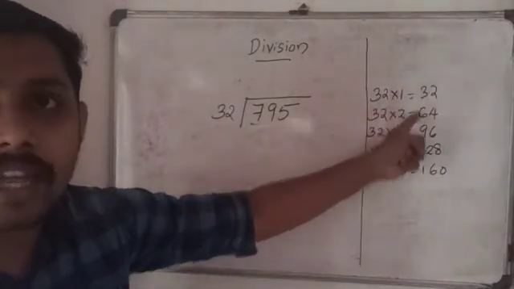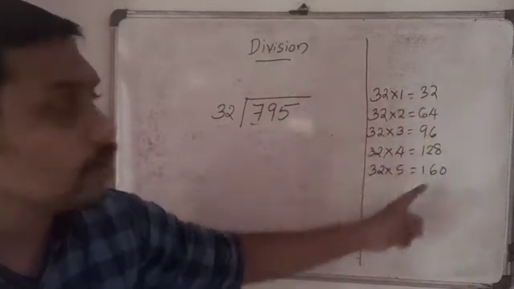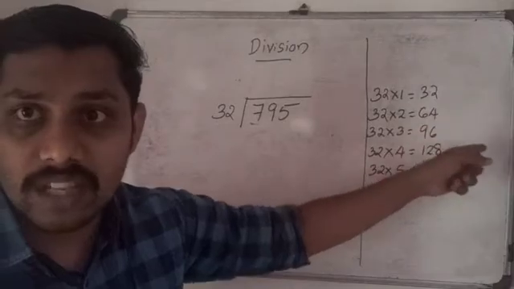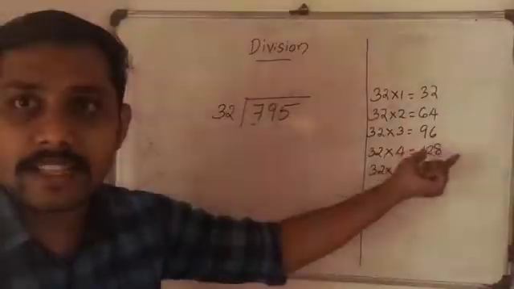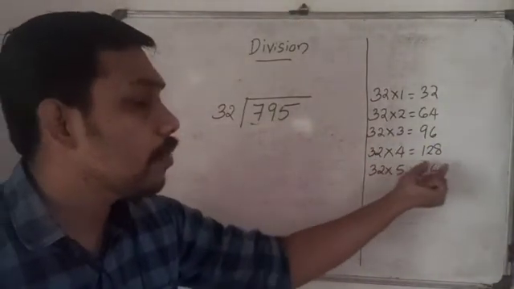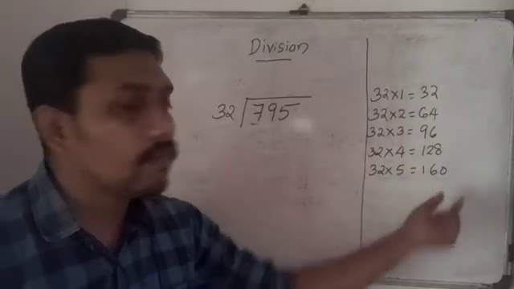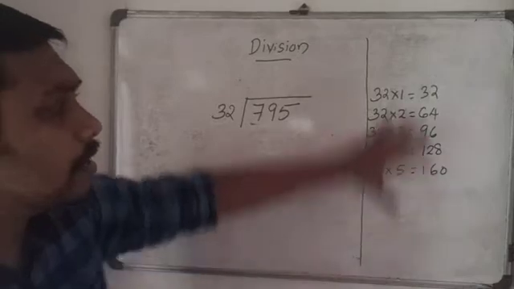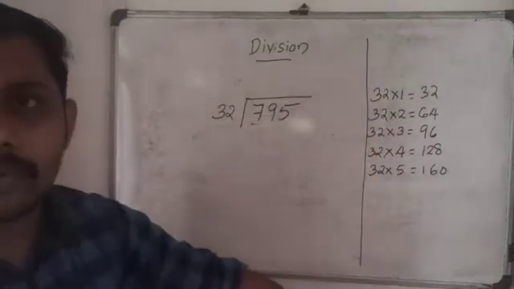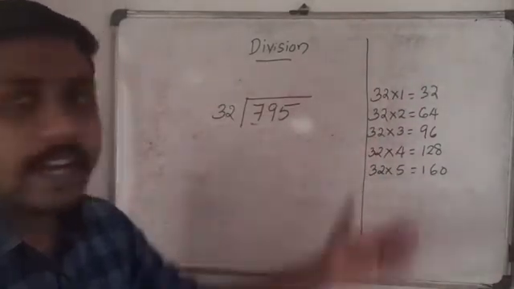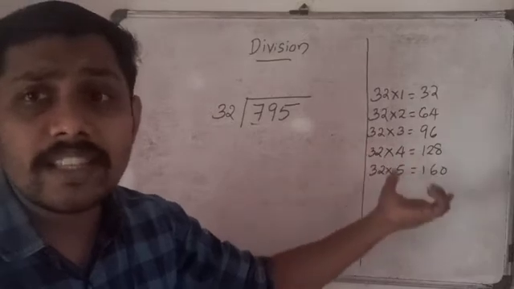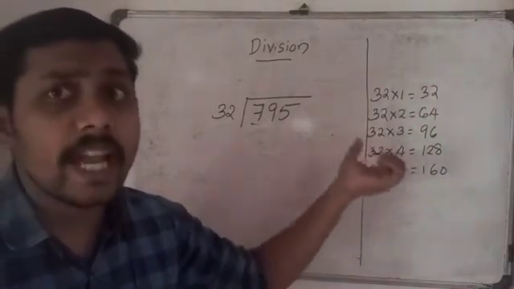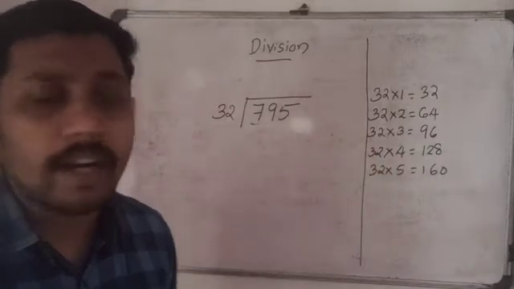For that we have to write the multiples of 32. So 32 into 1 is 32, 32 into 2 is 64, 32 into 3 is 96, 32 into 4 is 128, and 32 into 5 is 160. It is better to write the full multiples up to 10. It is very easy to find the multiples, and it is very helpful to divide the given numbers.